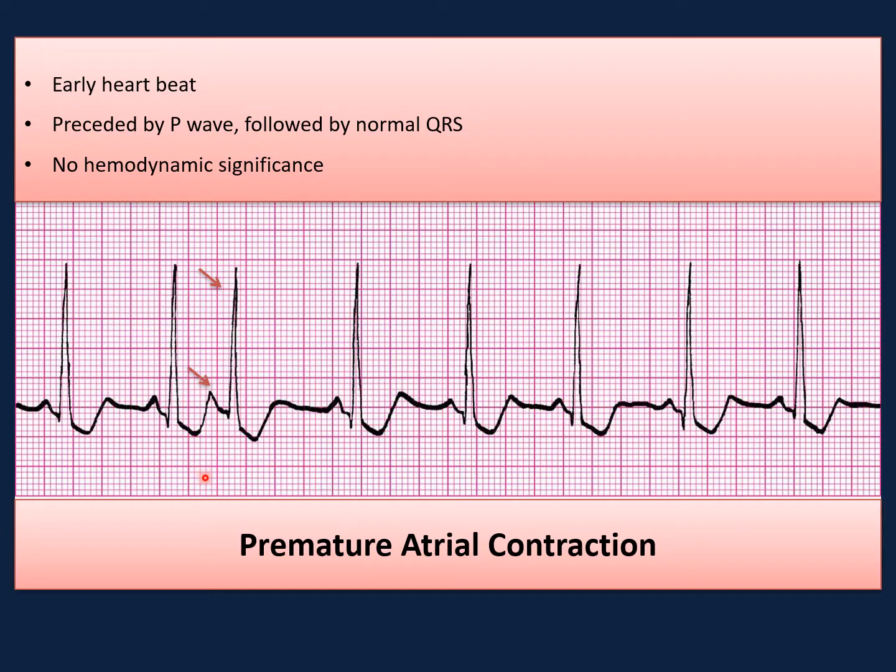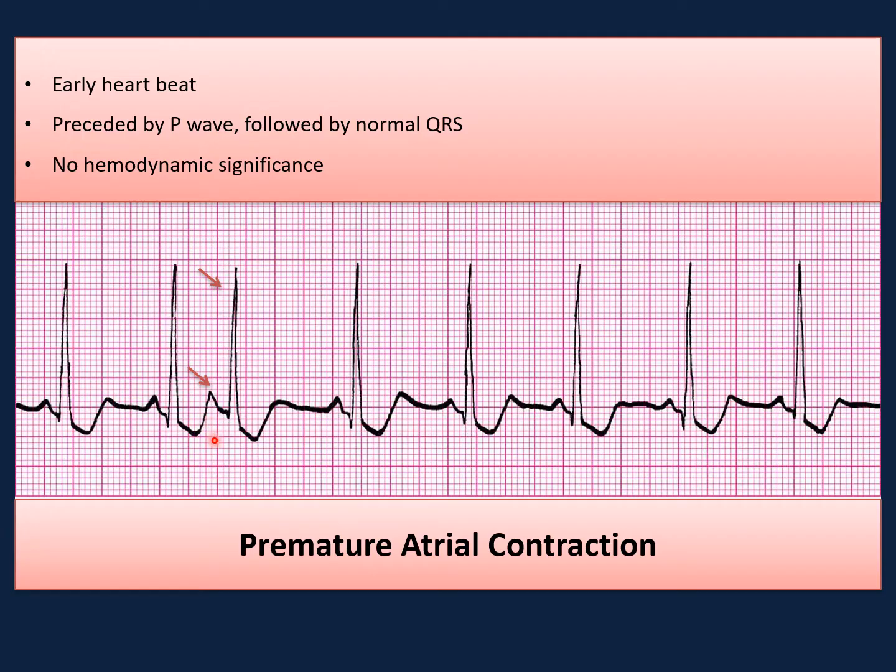This is an example of a premature atrial contraction, which is an unexpected early heartbeat. If you look here, PQRST, then PQRST, then suddenly you have a premature heartbeat. Compare here, there are almost 4 large squares, and here only 2 large squares. So this is a premature heartbeat. Is it atrial or ventricular? If it is preceded by a P wave and followed by a normal QRS complex, it is a premature atrial contraction. It is very benign and requires reassurance.